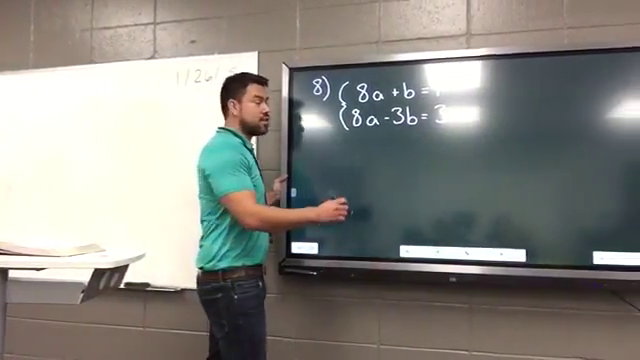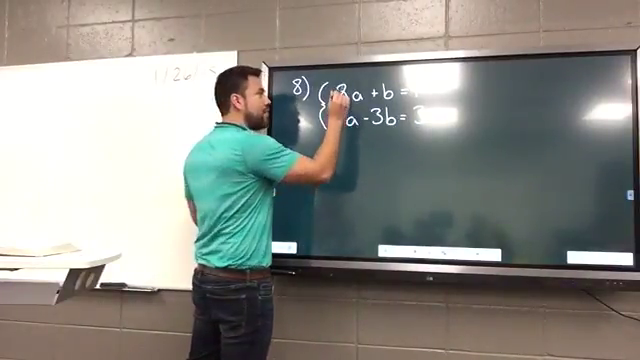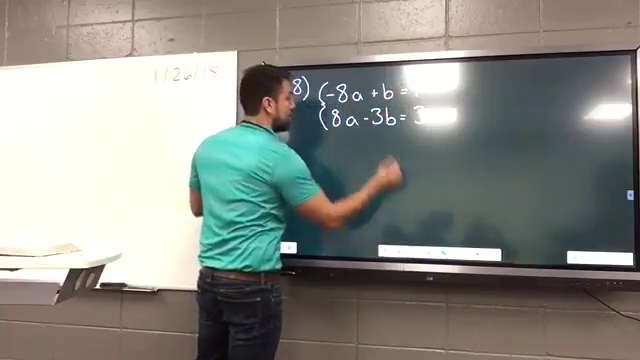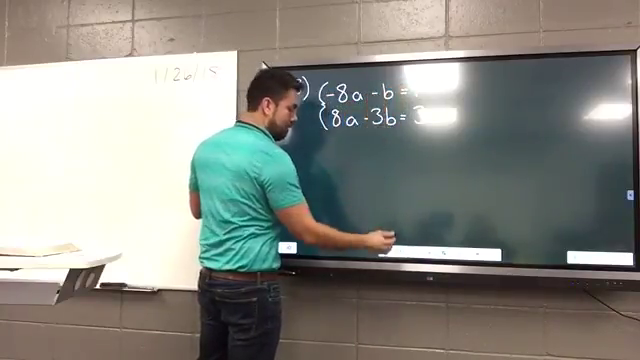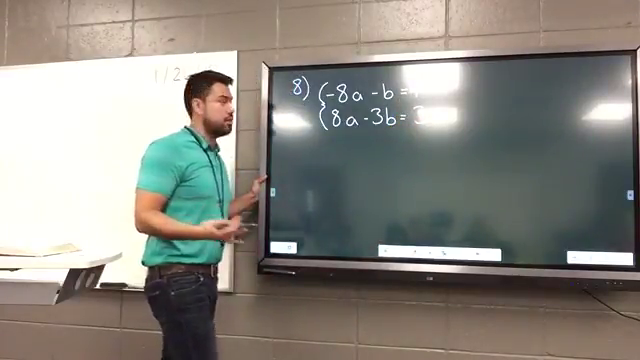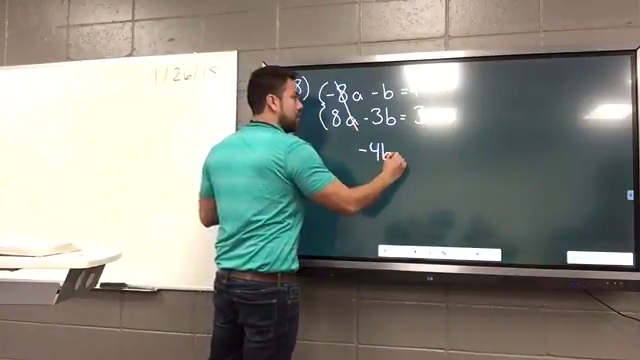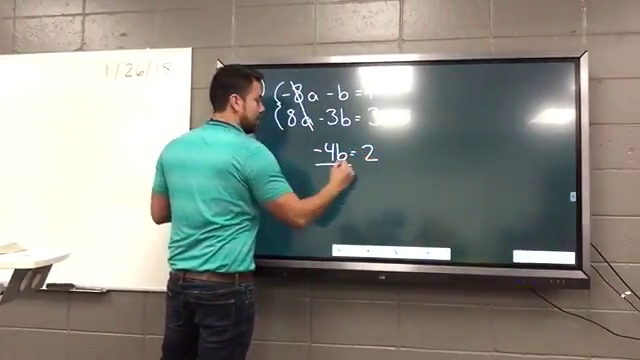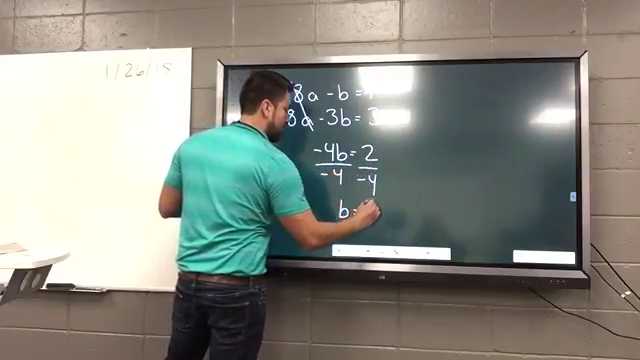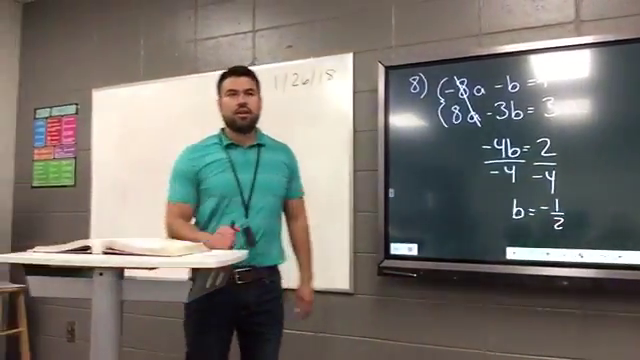Okay. So some of you did something different, but we can do this. If I multiply everything up here by -1, I'll get negative 8a minus b, and then negative 1. So here, and then I get negative 4b equals 2, and then divide both sides by -4. b equals negative 1/2. That's my b, that's my second value. Okay.